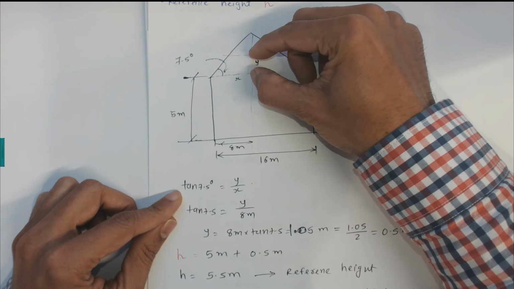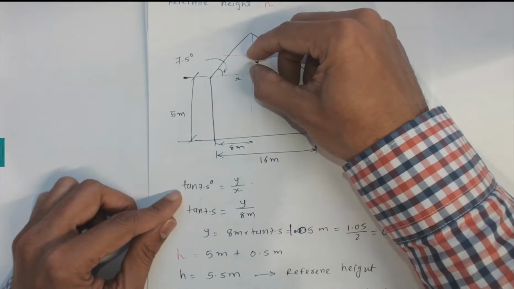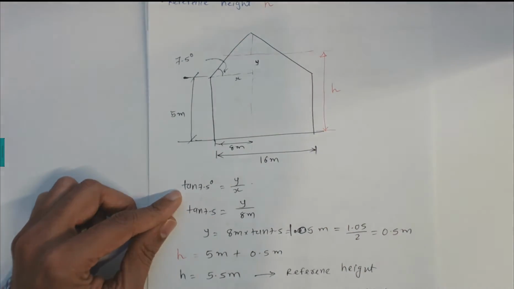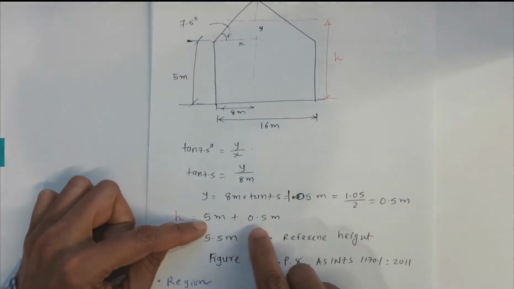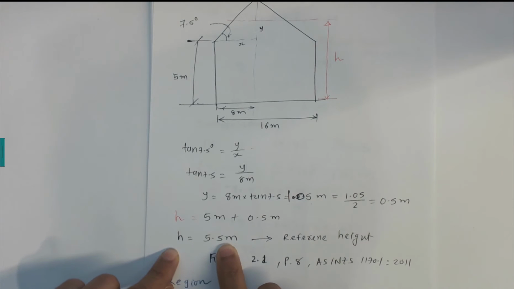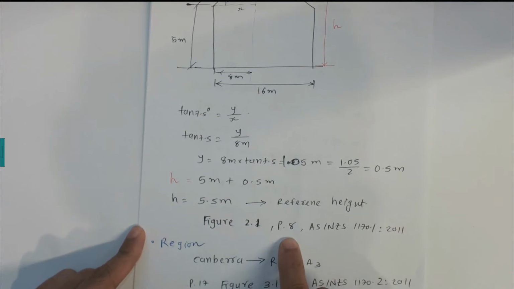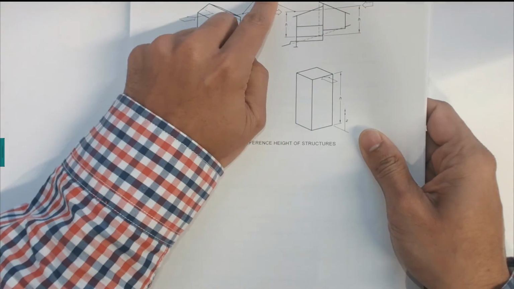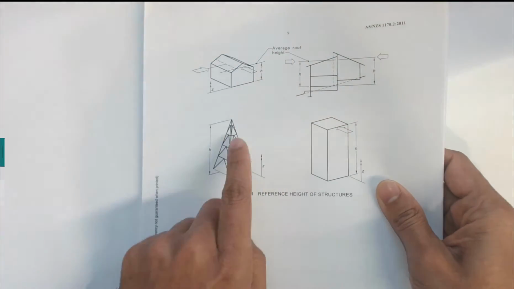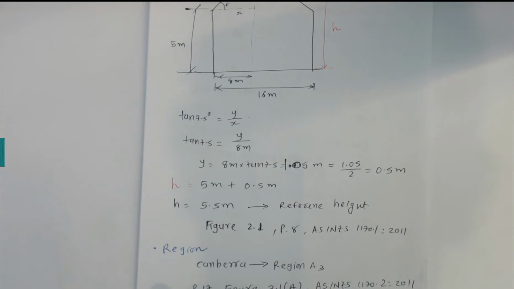Now we are interested in looking at this half. So 1.05 divided by 2 gives us 0.5 meters. So if I'm looking for this height, the reference height h, I have 5 meters plus 0.5 meters. So 5 plus 0.5, and the reference height is 5.5 meters. So that's the reference height. If you need more information, it is given in figure 2.1 on page 9. On figure 2.1 we can find the typical structures.